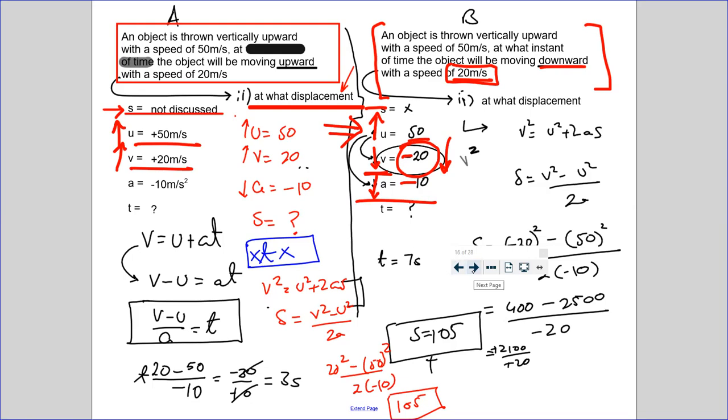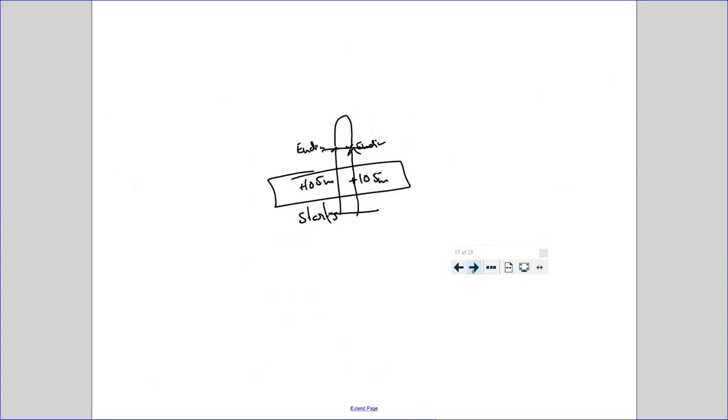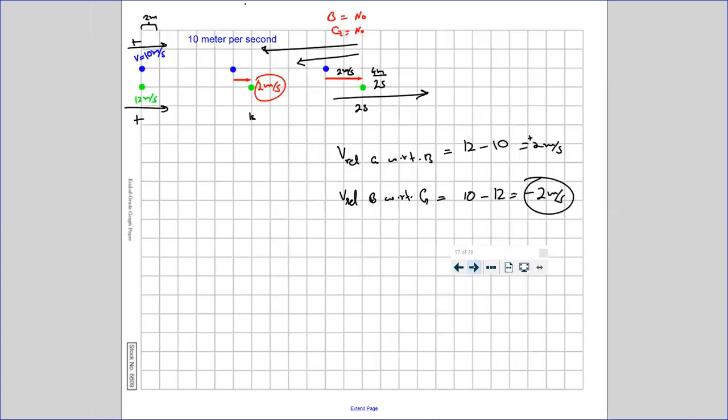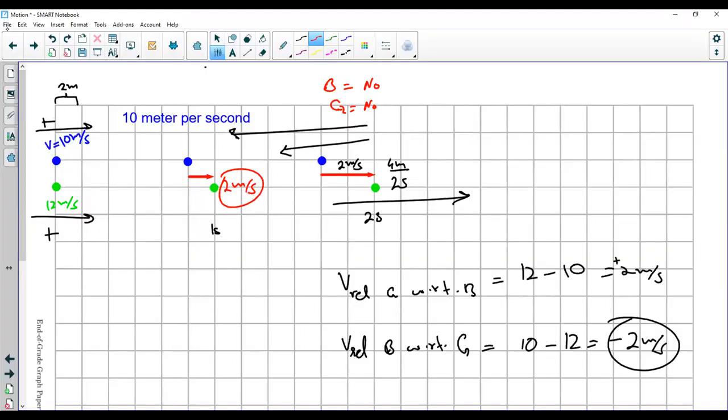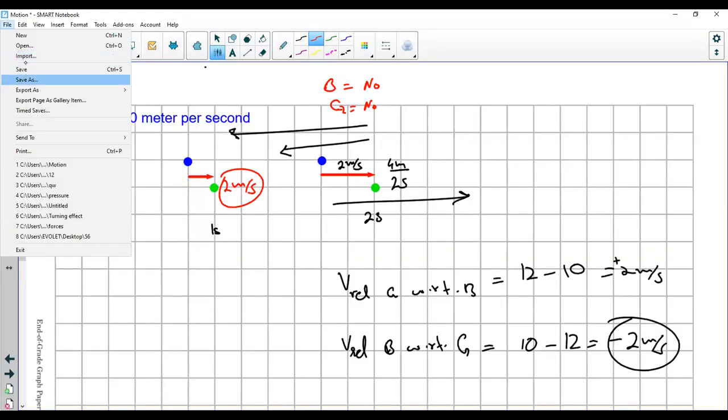Which one to choose positive, which one to choose negative? That's good. Okay, after this, what we need to discuss is, just wait a moment. Let me check. Okay, I will just use a new board. We have to consider a concept of relative velocity.